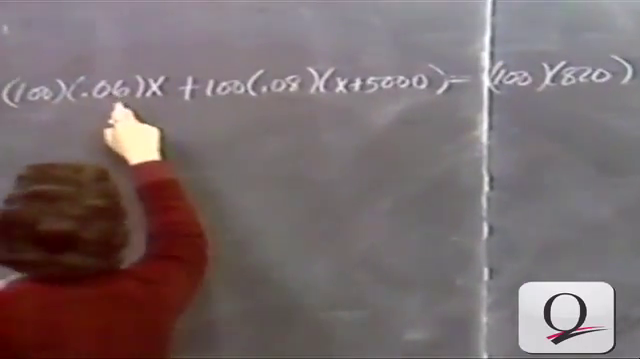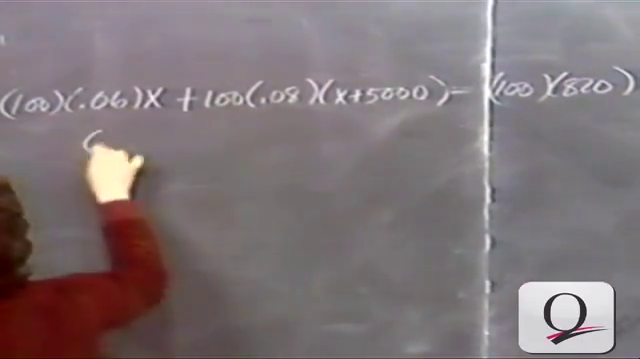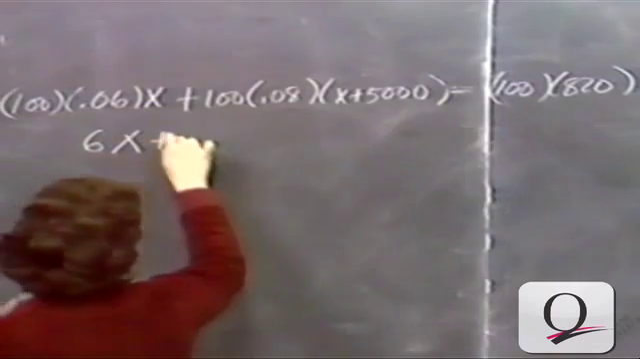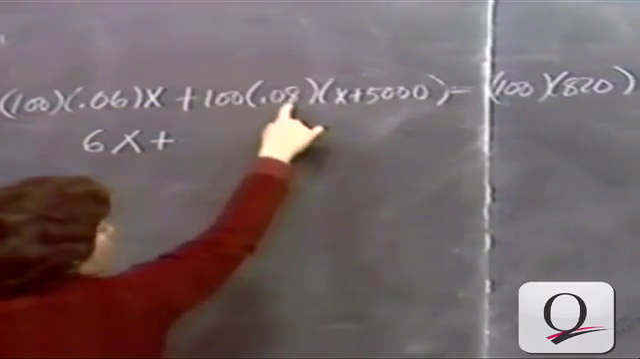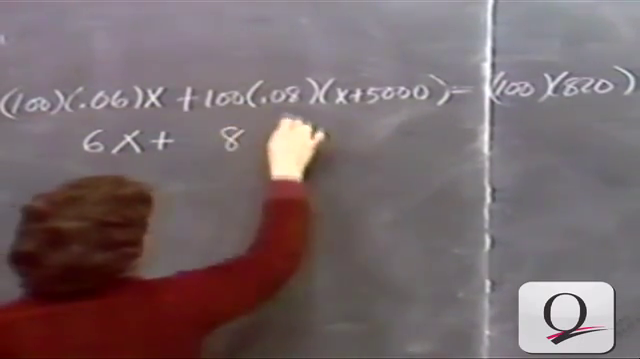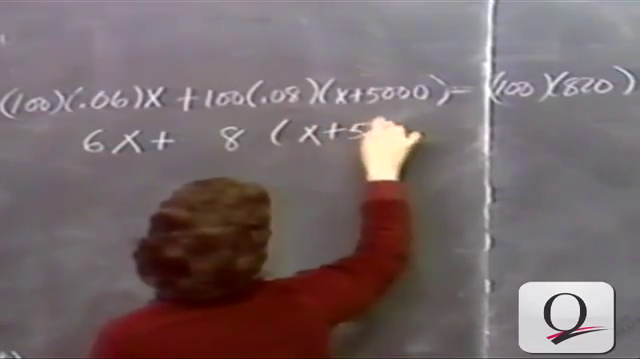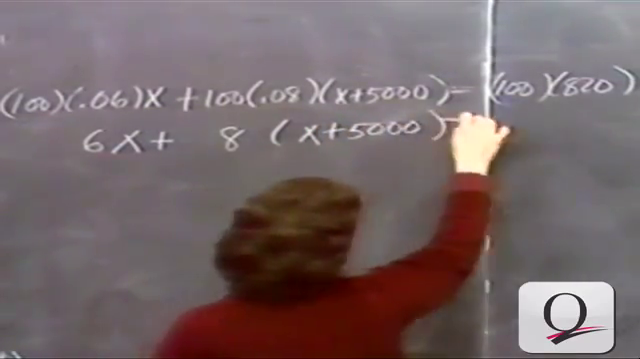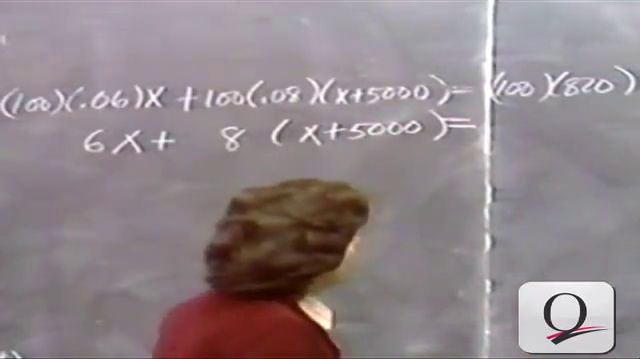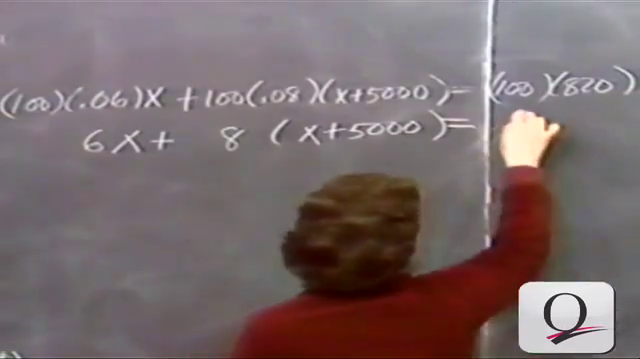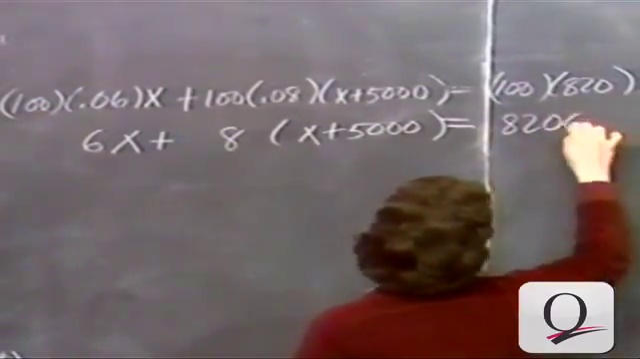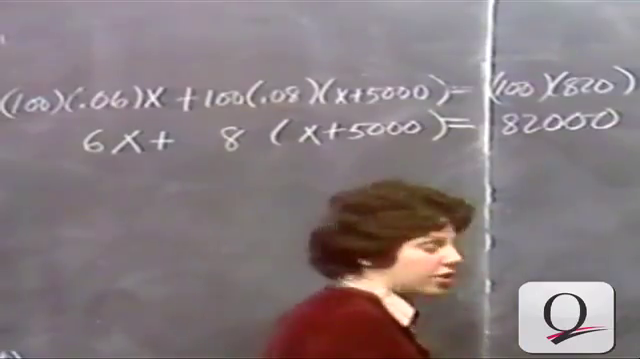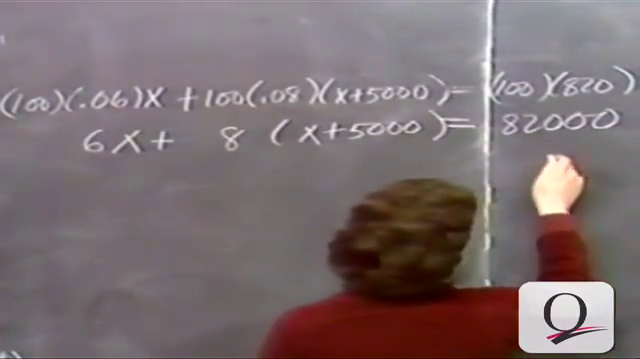Now 100 times 0.06 gives you 6x, plus 100 times 0.08 gives you 8, times x plus 5,000, equals 100 times 820, which gives you 820 with 2 extra zeros because you're multiplying by 100, and that gives you 82,000.